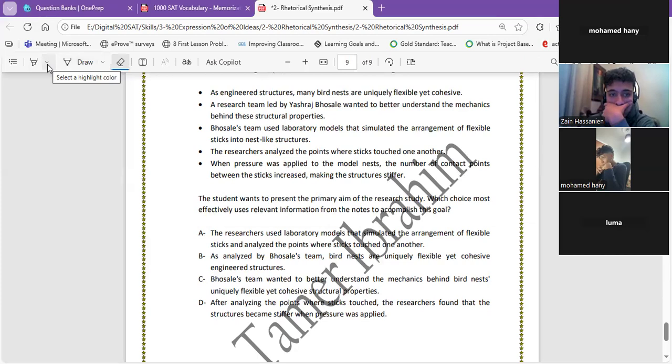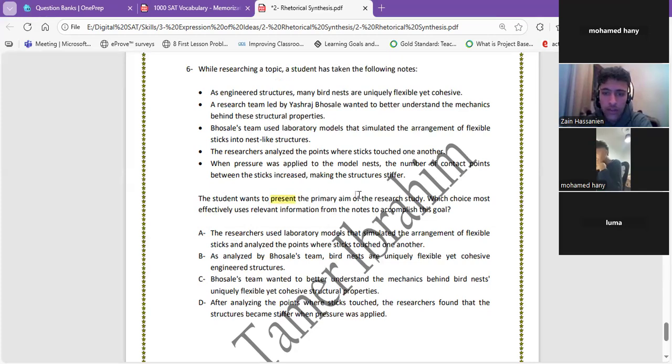Okay, Zain, may you tell me where the goal is here? To present the primary aim of a research study. I need only to know what is the goal, the primary aim of the research study. What is the goal of the research study? Why are they doing this kind of study? The aim, the goal.